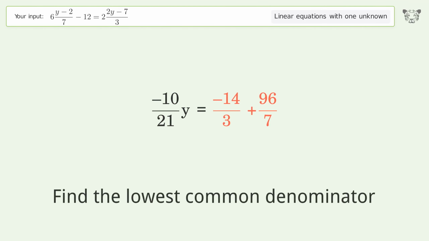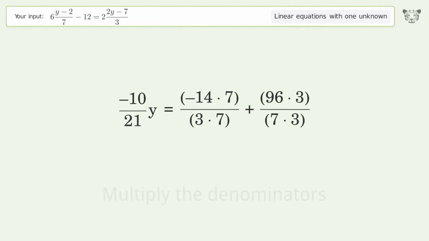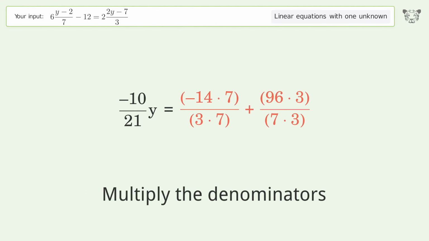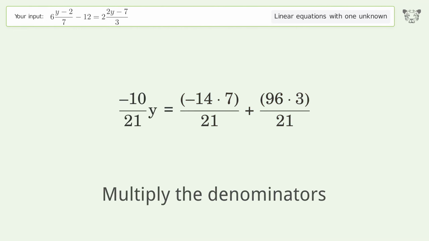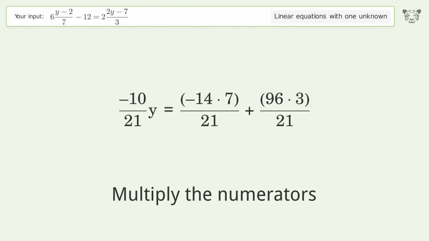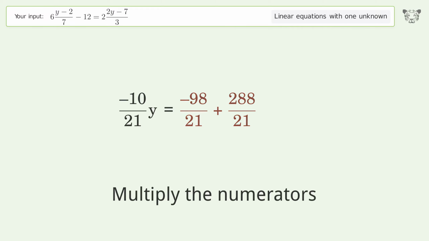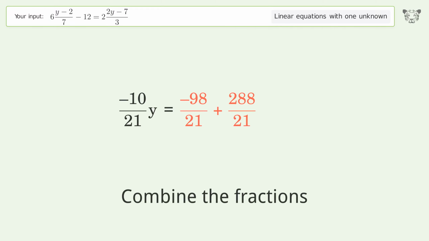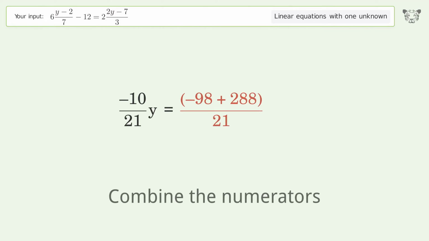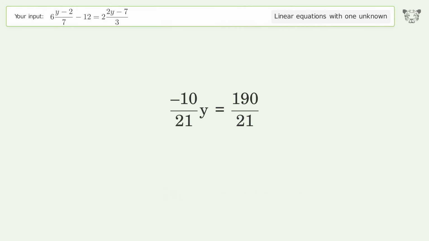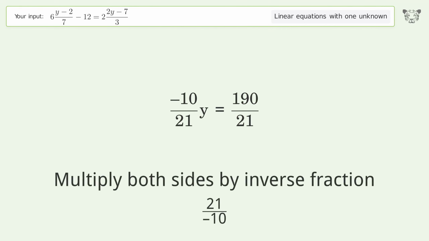Find the lowest common denominator. Multiply the denominators. Multiply the numerators. Combine the fractions. Combine the numerators. Isolate the y. Multiply both sides by inverse fraction 21/-10.